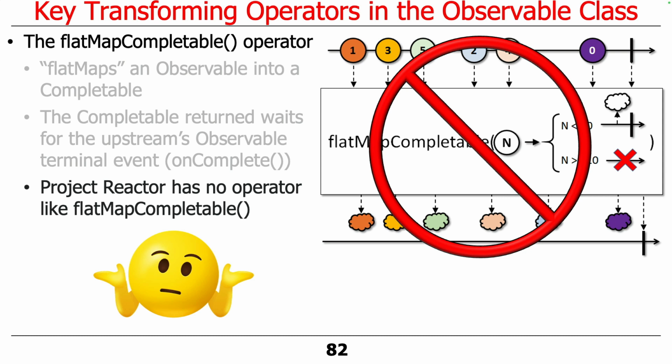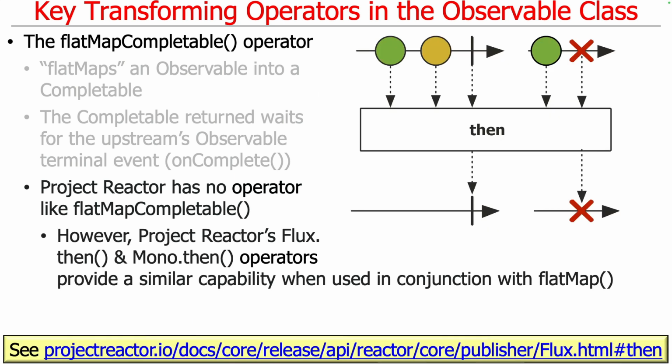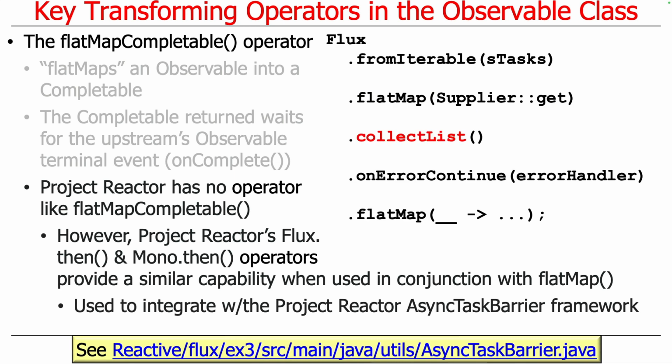Project Reactor has no operator that is similar to flatMapCompletable. It just doesn't exist. However, you can use Project Reactor's Flux then and Mono then operators to provide a similar capability when used in conjunction with flatMap. And it's really beyond the scope of this class to explain how to do that. But if you take my class next semester, we'll talk about it and you'll get to see how it works. Or conversely, you can go watch the videos from last semester's class to see how it works.